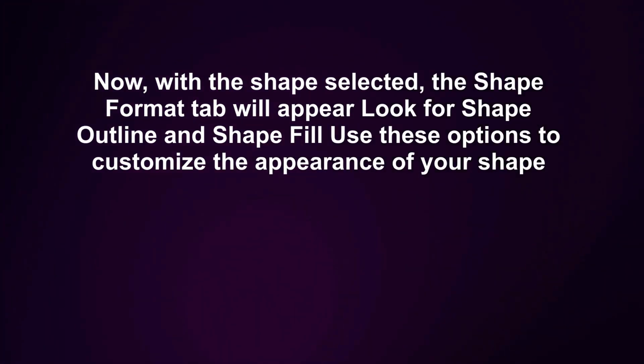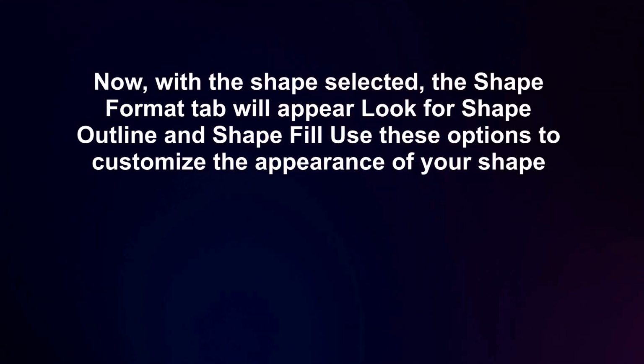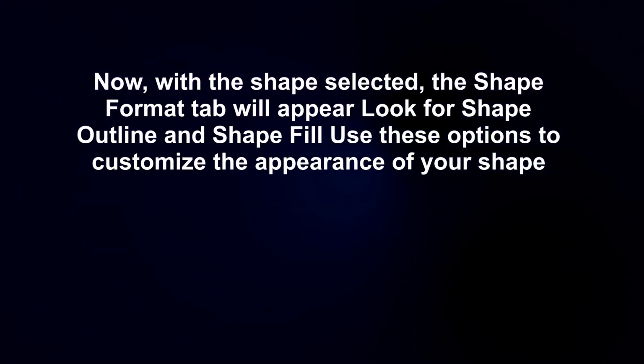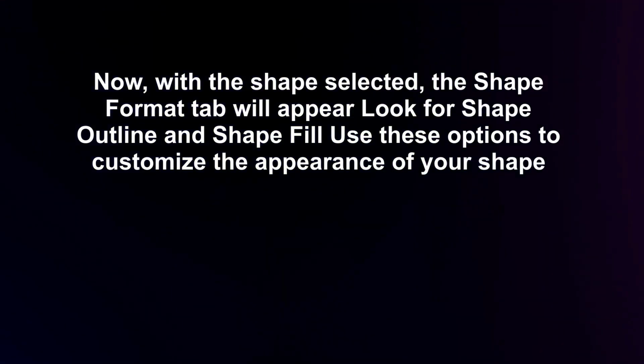Now, with the shape selected, the Shape Format tab will appear. Look for Shape Outline and Shape Fill. Use these options to customize the appearance of your shape.